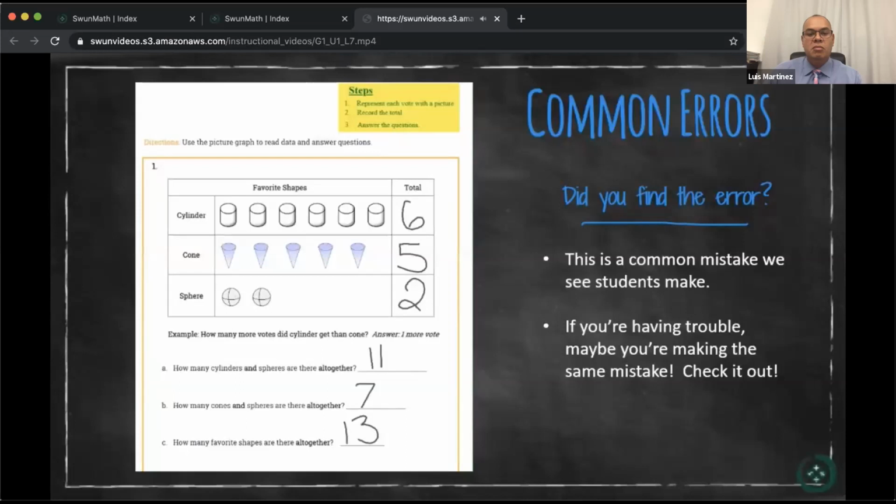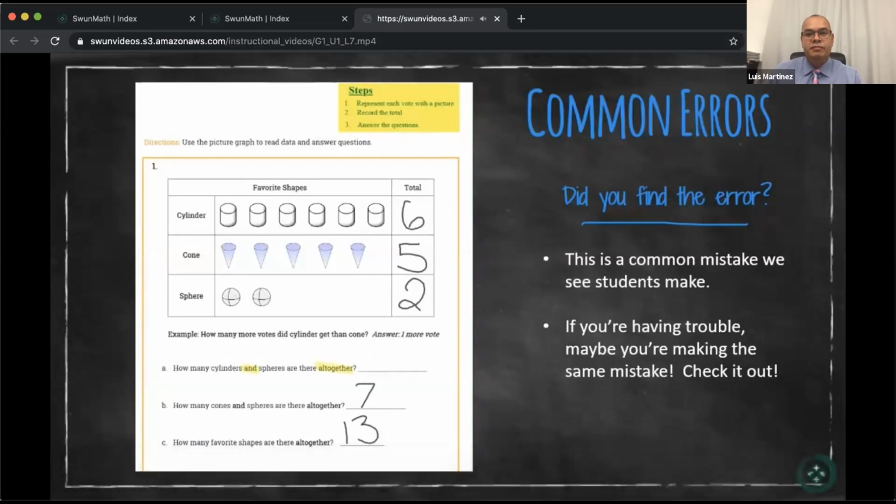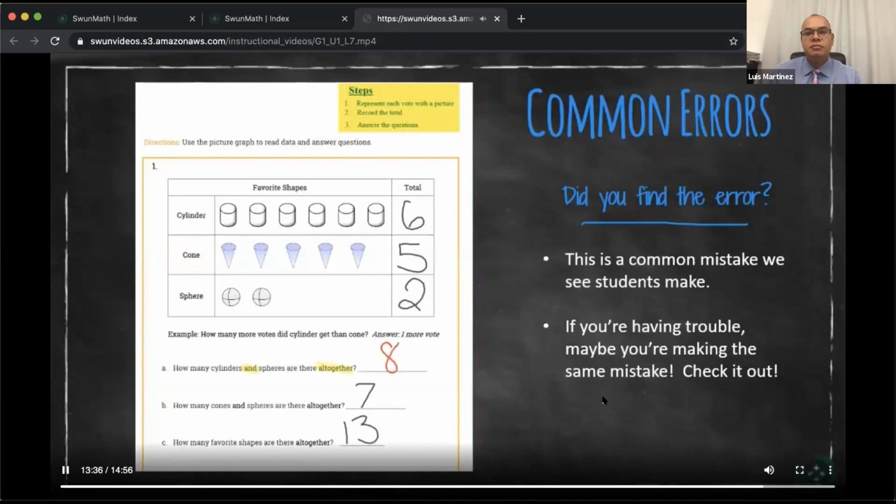It seems that our third step is where they made their error. The student got all the questions correct except for the first one. Let's see what they did wrong. The first question asks, how many cylinders and spheres are there all together? It looks like the student counted the cylinders and cones instead of the cylinders and spheres. The correct total for cylinder and spheres isn't 11. It is actually 8. Now that we fix this question, our whole problem is correct.